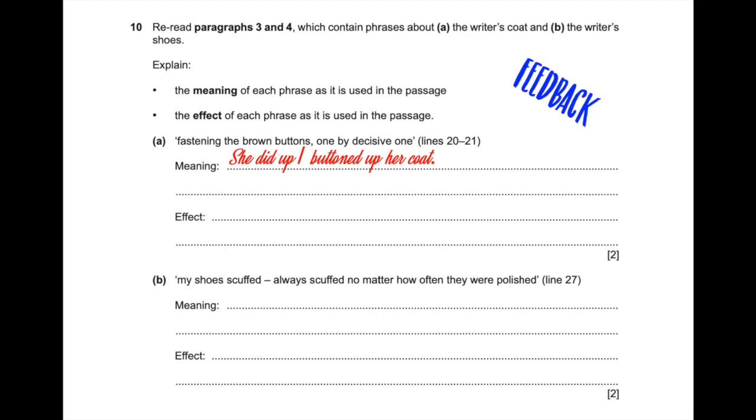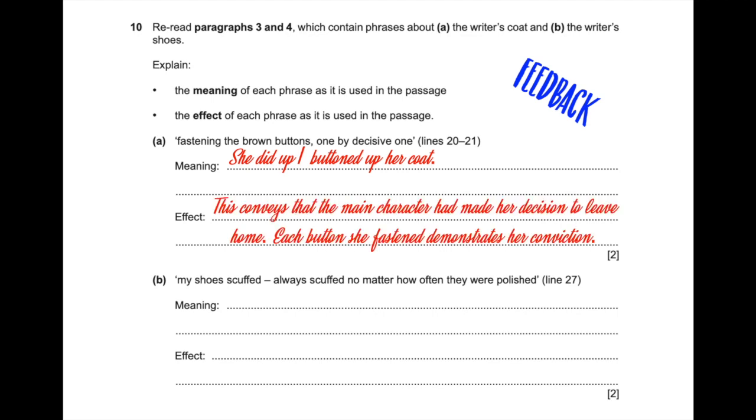The effect of that sentence is, this conveys that the main character had made her decision to leave home. Each button that she fastened demonstrated her conviction. She's buttoning up her jacket as she is preparing to leave home. Each button that she fastens is one step closer to her leaving the home, and therefore her buttoning up the coat is a demonstration that she is decisive, that she's made a decision and she's going to leave.